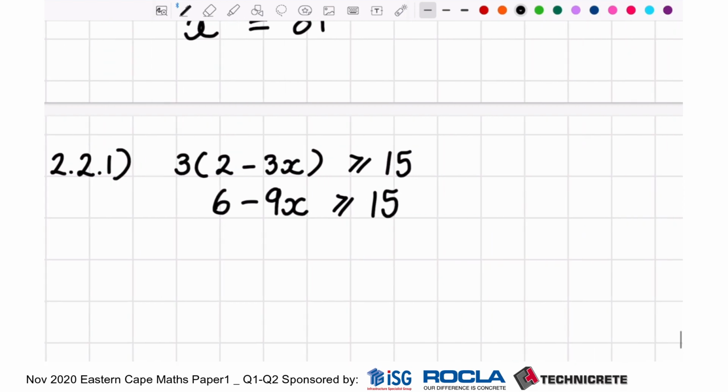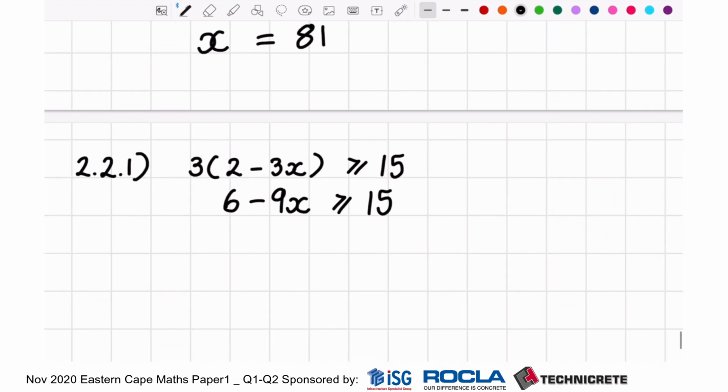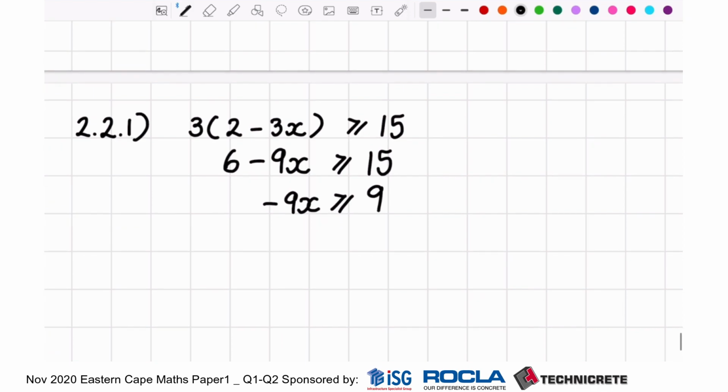Then I want all my things with x on one side, and all of my constants, just the numbers, on the other side. So I'm going to keep this negative 9x here, and when I take the 6 to the other side, it's going to become a negative 6. So I'm going to have negative 9x is greater than or equal to 15 minus 6, which is positive 9.